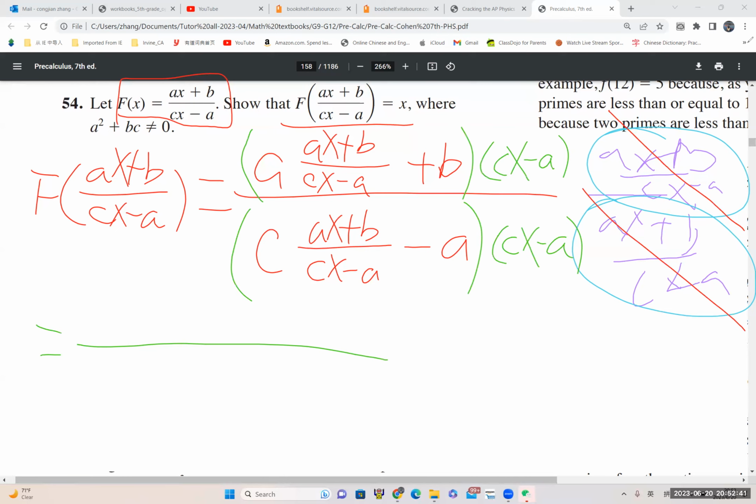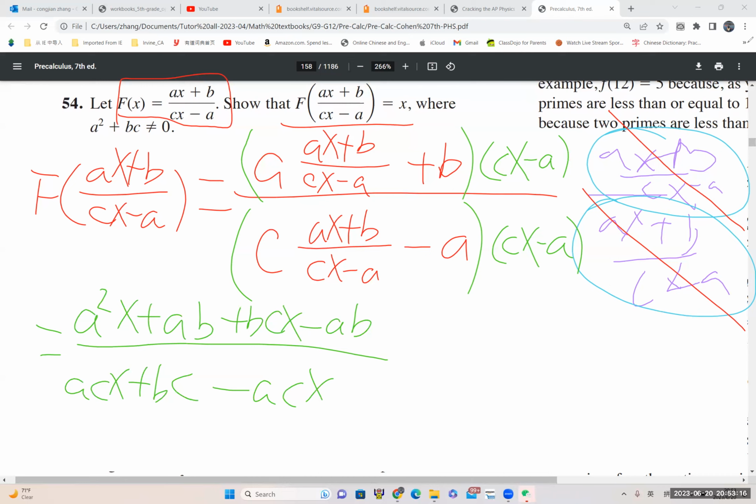Anyway, let's continue. So here we go, a times ax plus b. It means a square x plus ab, right? So here is b multiply this. Yeah, let me write it. So bc x minus ab, right? The similar thing here is acx plus bc minus acx. Negative a, go to a square, right?